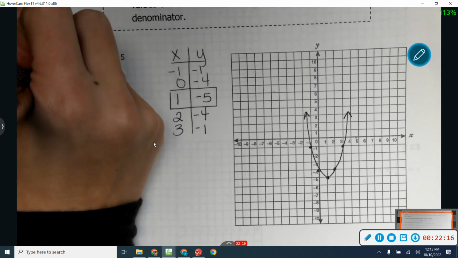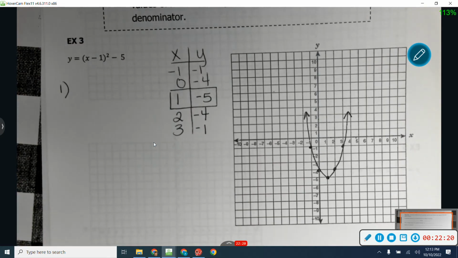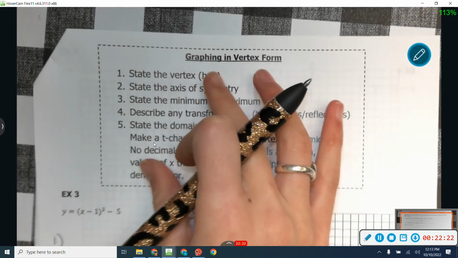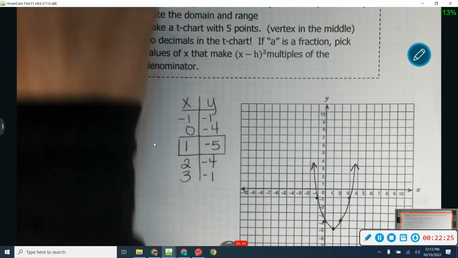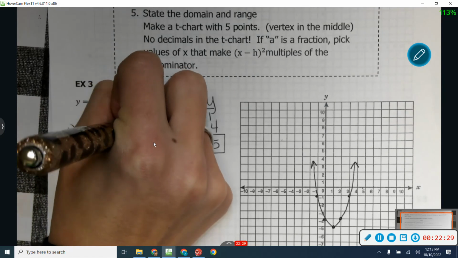And once I graph it, I'm going to answer all my questions. So my first question says to state the vertex. That's everything up here. We're going to go in order of this now. So my vertex, we said, was 1, negative 5.